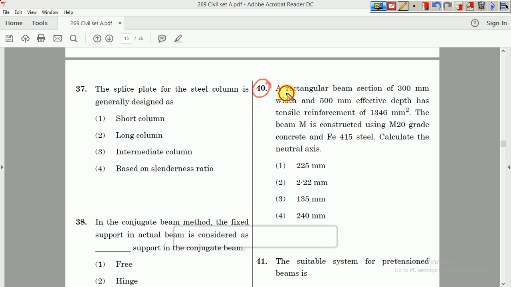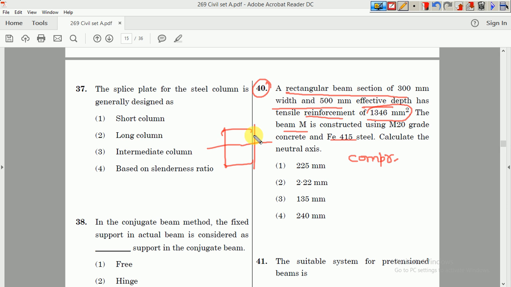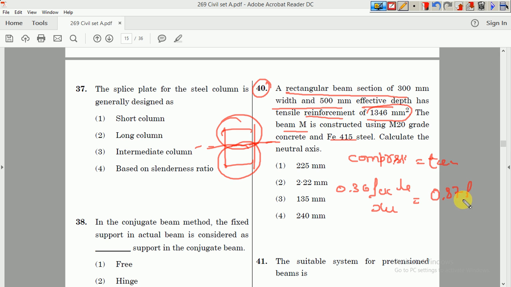Okay, this is an RCC question. A rectangular beam of section width 300 mm, effective depth 500 mm, and tensile reinforcement of 1346 mm square. The beam is constructed with M20 grade concrete and Fe415 steel. What is the neutral axis? Okay, we know one concept, that is compression is equal to tension. If I take a beam like this in cross section, the topmost portion is called the compression zone. This is the tension zone. The neutral axis lies here, and in order to balance the beam, the condition should be compression equal to tension. The formula for compression is 0.36 fck b xu, which is equal to 0.87 fy Ast. Okay, just make use of this formula and find the value of xu.